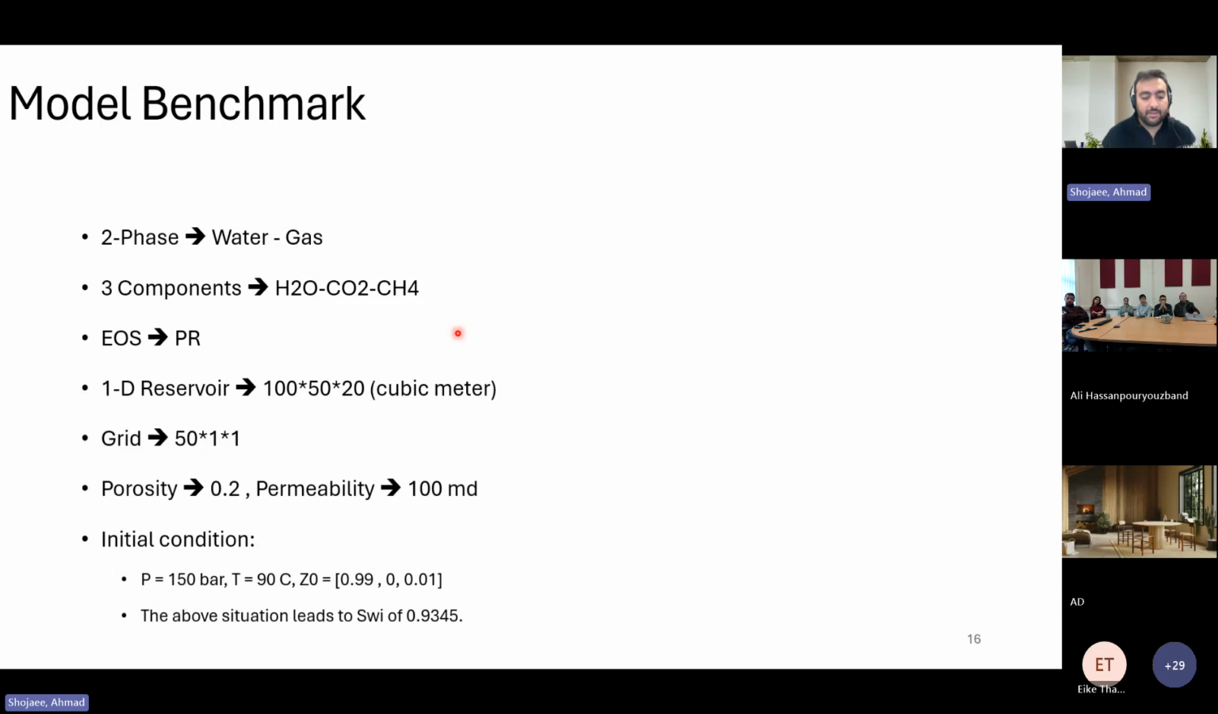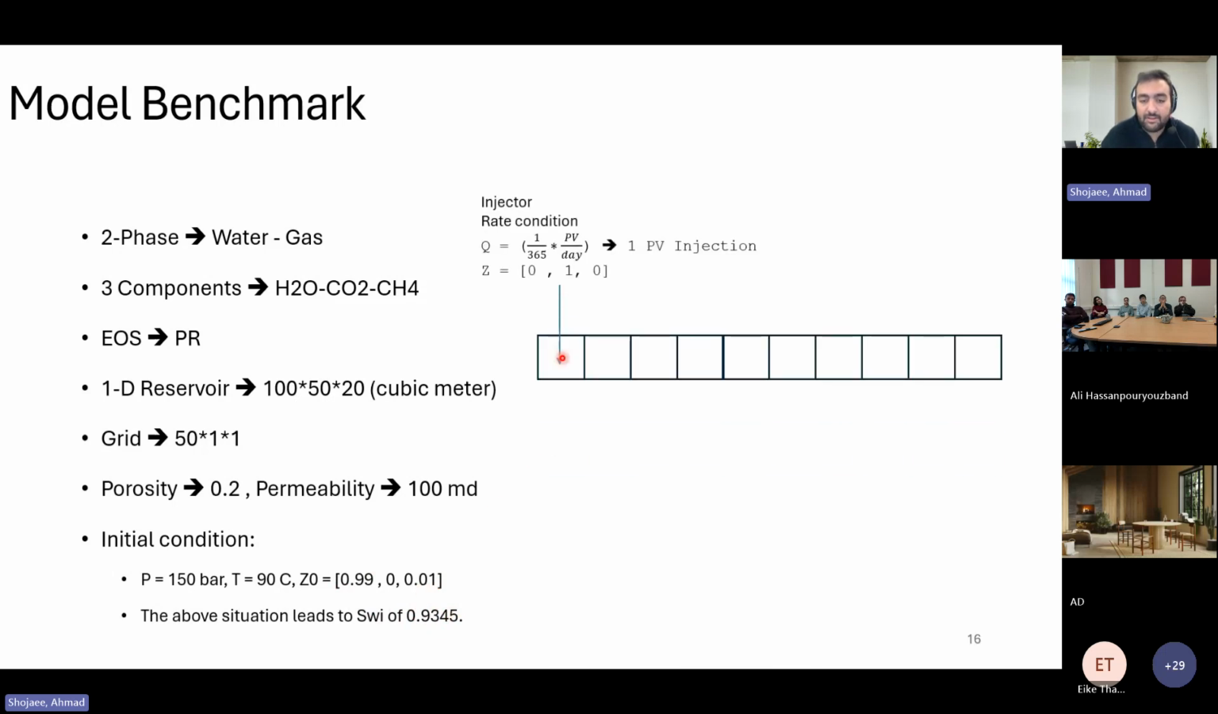In the initial condition, the saturation of water is around 94% in our system, and we have a 1D system. We are going to inject CO2 from the left side of the reservoir, and we have put a producer at the initial reservoir pressure just to keep the pressure constant. We are going to inject CO2 in a reservoir which is saturated with 94% water and 6% methane. And the mineralogy here is calcite.